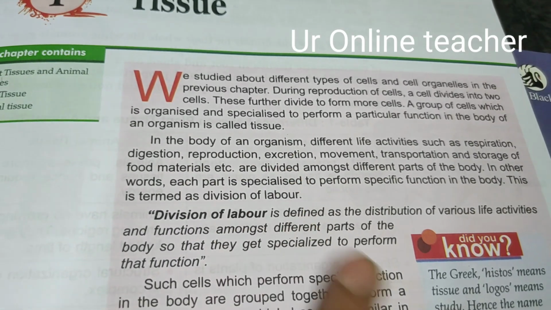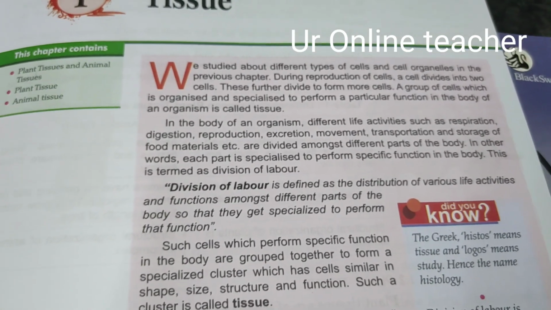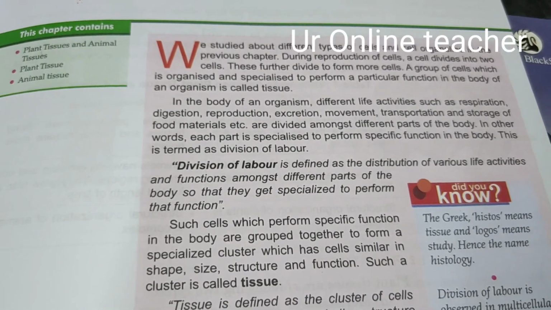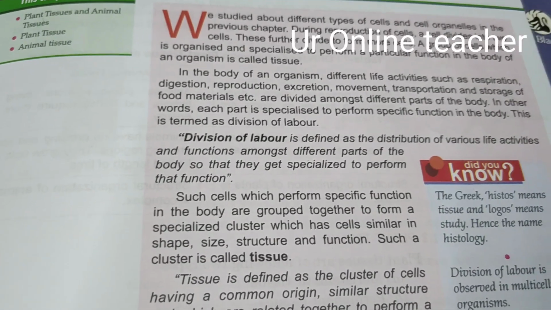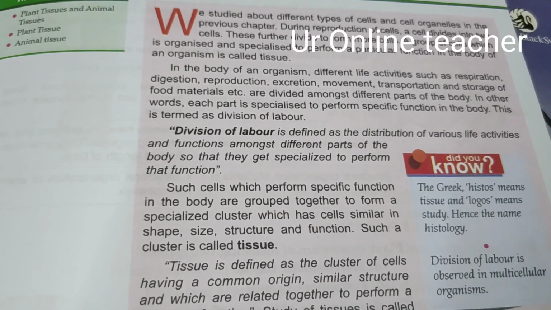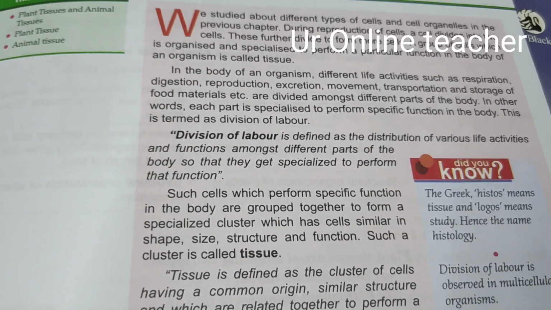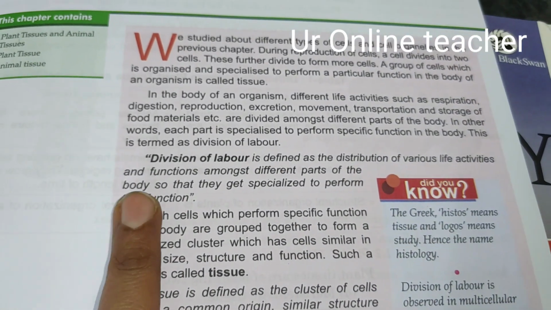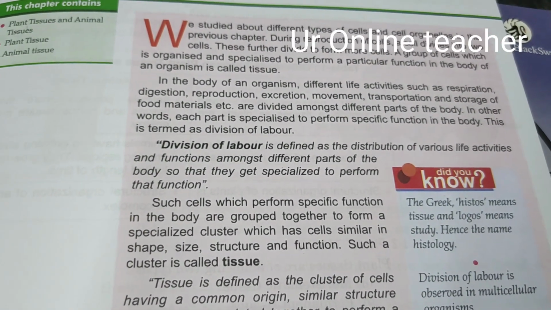In the body of an organism, different life activities such as respiration, digestion, reproduction, and excretion take place because of the tissues and organs which perform specific functions, and there will be a division of labor. What is division of labor? Labor means work. Division means divided. It means the work is divided among the parts of the body and they are specialized to do that work. So, division of labor is defined as the distribution of various life activities and functions among different parts of the body so that they get specialized to do that function.